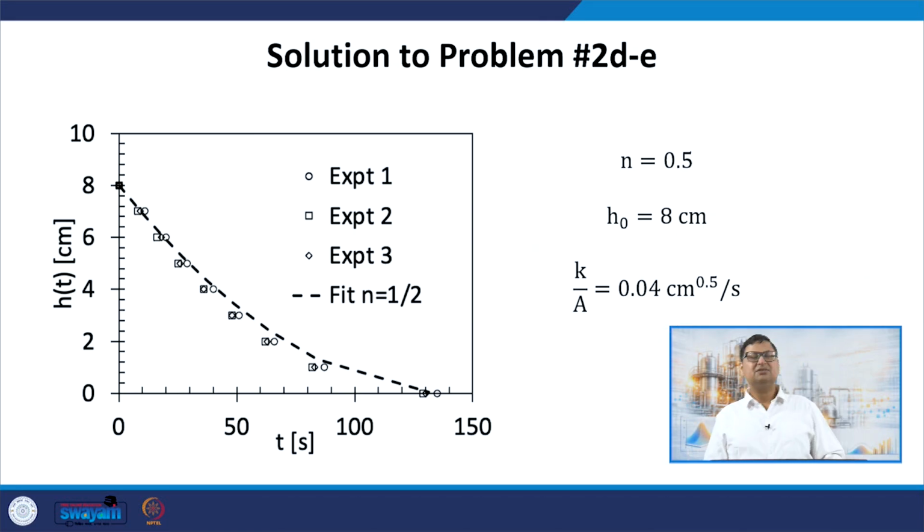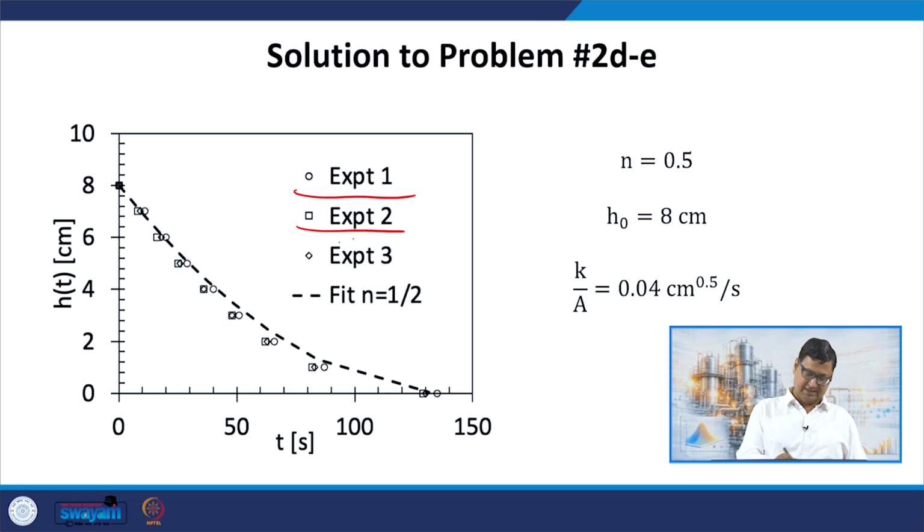If we do that, we will have the following. So, my height versus time. I am showing here 3 sets of data, which are shown by these markers in the plot. And this dashed line that you see is the fit from the equation we derived for the h to the power n case, for a value of n equal to 1 by 2.